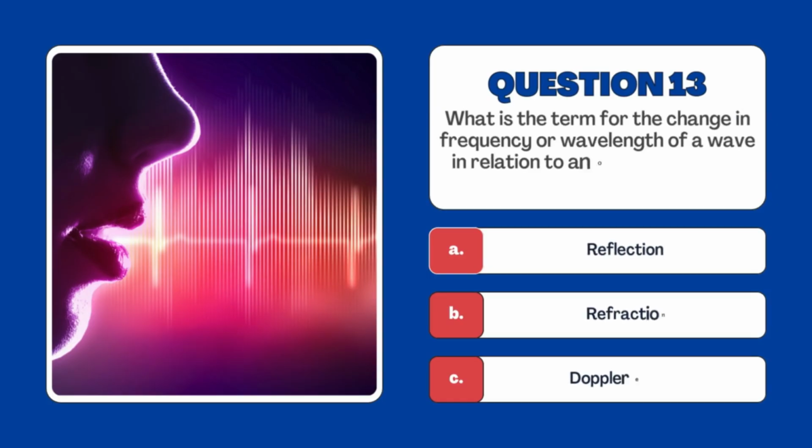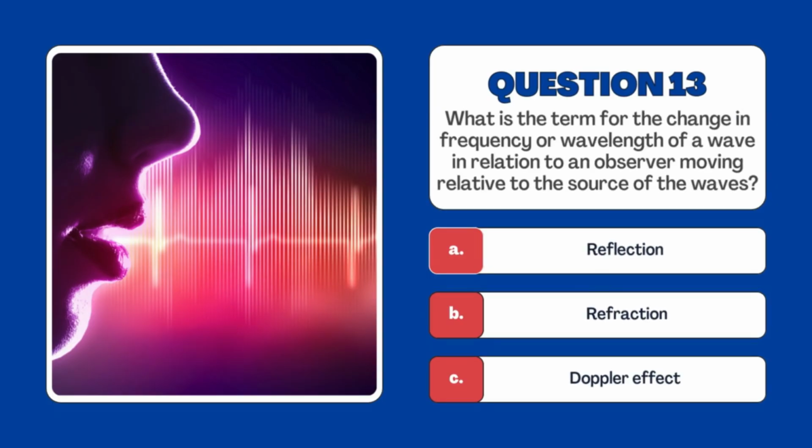Question 13. What is the term for the change in frequency or wavelength of a wave in relation to an observer moving relative to the source of the waves? A. Reflection. B. Refraction. C. Doppler effect.